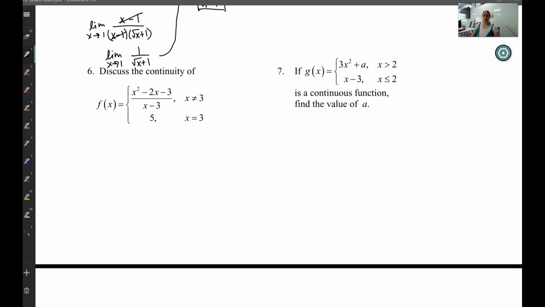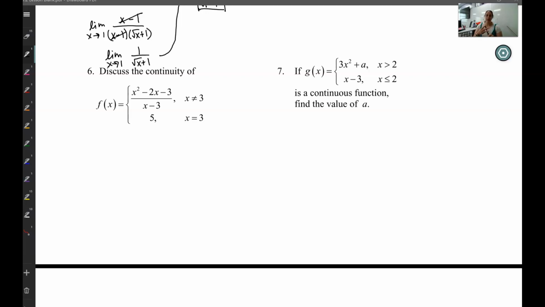Let's do a couple problems where we talk about continuity a little bit more. So, quick review of 1.1. Informally, a function is continuous if you can take your pencil and follow the entire graph without ever having to lift up. That's a continuous function.